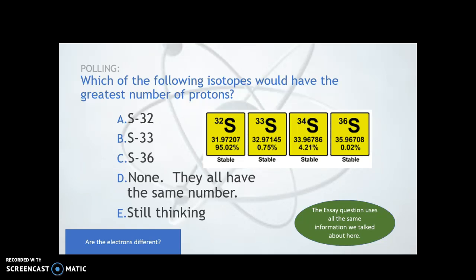Okay, so all sulfur atoms must have 16 protons. So the answer in this case is D, none. They all have the same number. If this is a neutral atom, then the electrons are the same too. So in a neutral atom, all the protons are the same, all the electrons are the same.